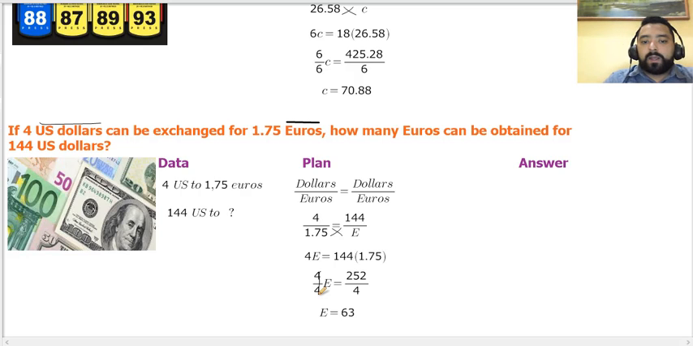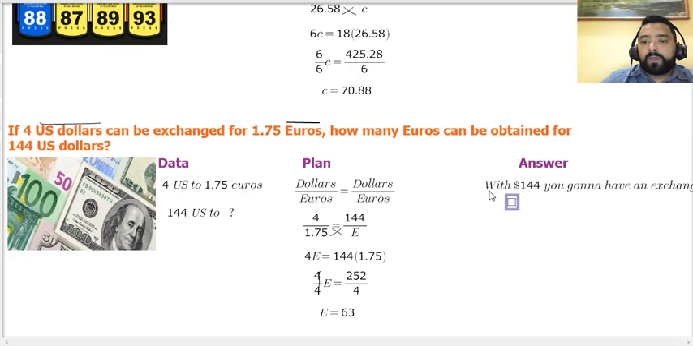Okay. Now, how are we going to prove this one? If you multiply 63 times 1.75, you're gonna get this quantity, and then you have it. So now in the answer you will have, with $144 you're gonna have an exchange of 63 euros.